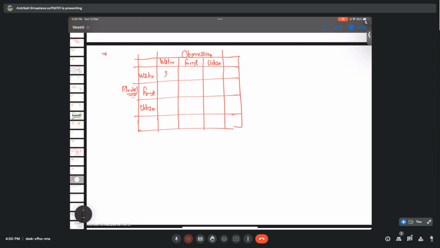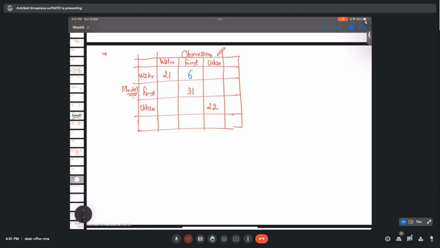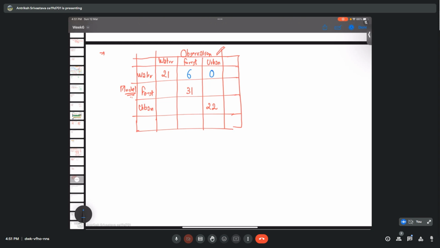There were 21 instances where it was actually water, and the model also told that it is water. There were 31 instances where the observation was forest and the model told it is forest. There were 22 instances when the observation was urban and the model also told that it is urban. Now, there were six instances when the model incorrectly classified the forest as water. There were zero instances when the model incorrectly classified the urban into water. There were five instances when the model incorrectly classified water as forest, and one instance where it incorrectly classified the urban as forest. And then same thing, 7 and 2.